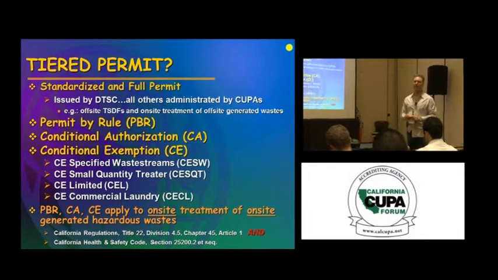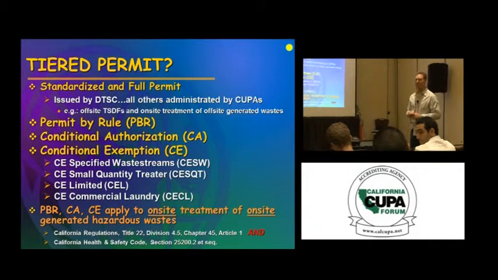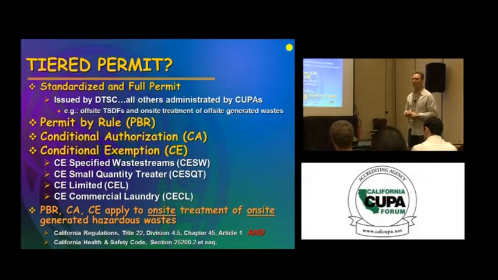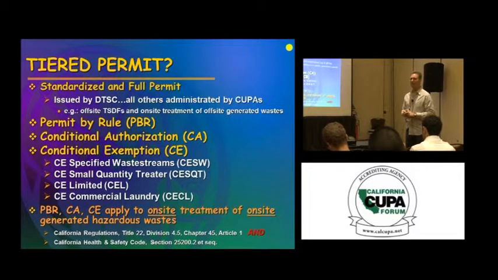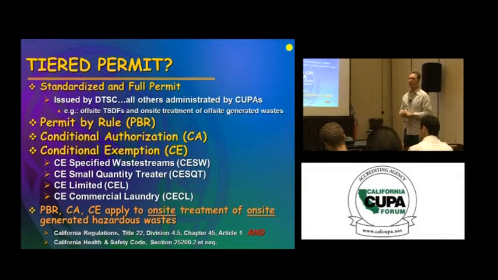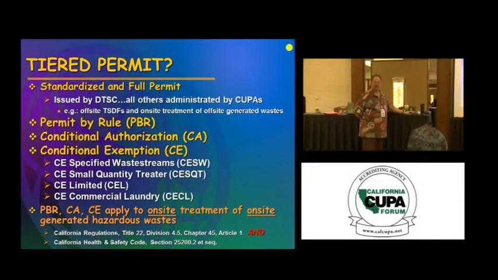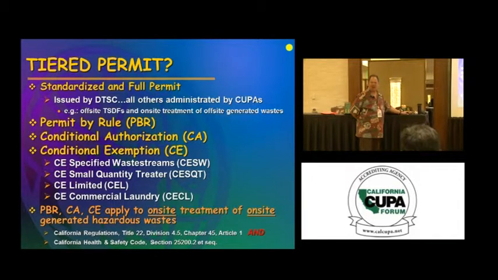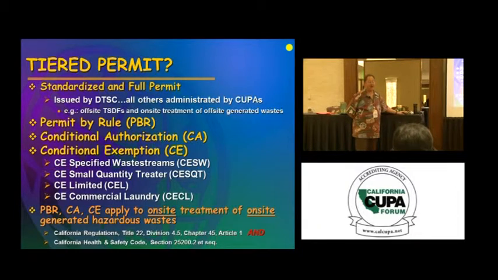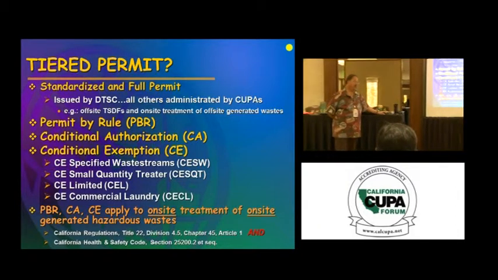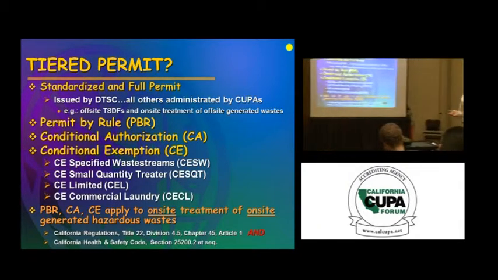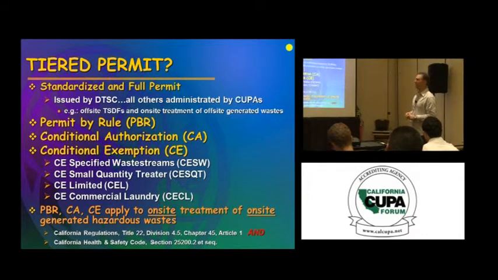I have a question already? On some of the forms that you're creating, I see the word facility permit. What does that mean? Is that talking about tiered permitting or the full permit standard? No, we're going to go through some of the forms. I'm trying to think specifically in what context that's in. By definition, in Title 22, a facility is a TSDF.